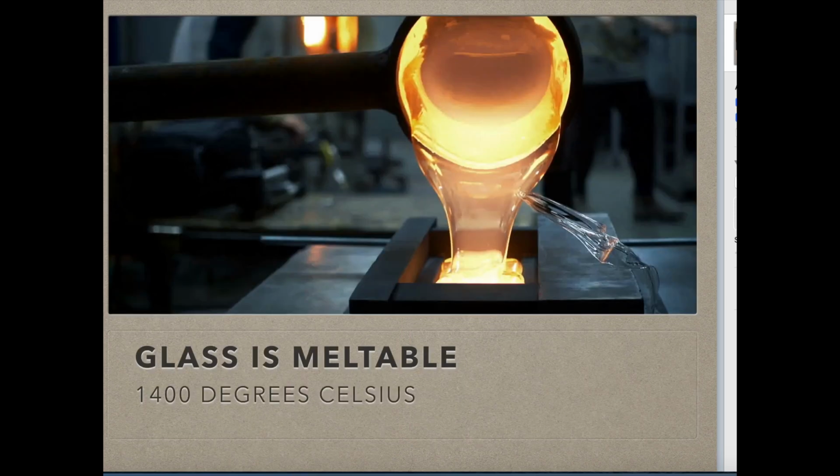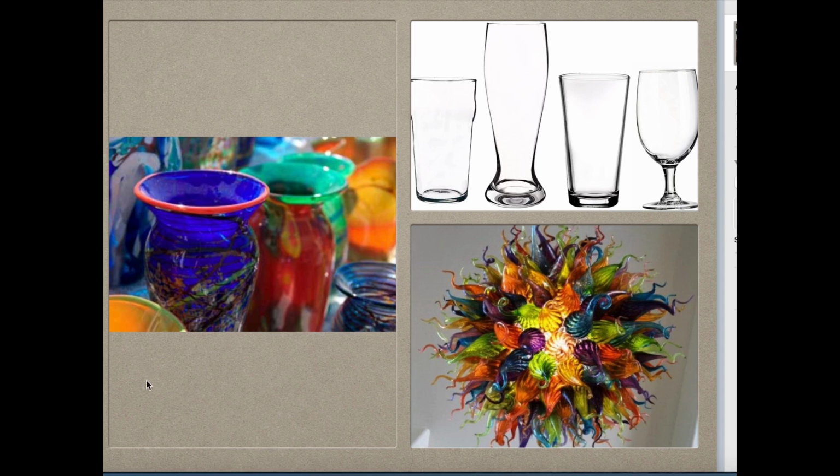Another material that is meltable is glass. So glass has an even higher melting point than some metals out there. So the glass melting point is 1400 degrees Celsius. So you take a solid, you get it hot enough, you can melt it into its liquid form, and then cool it into different shapes. So of course, there's different shapes of drinking glasses. You probably have a variety of these in your own homes.